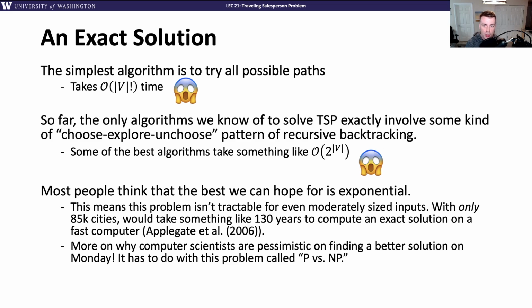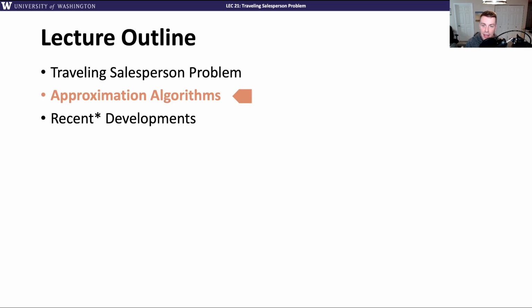So if we're not going to be able to solve it exactly, this doesn't mean it's the end of the story. What we'll talk about in the next couple videos is a slightly different approach to solving this, which is, rather than trying to find an exact solution, try to approximate it. Find a solution that's good enough without being too wrong. And we'll talk about that in our next video.